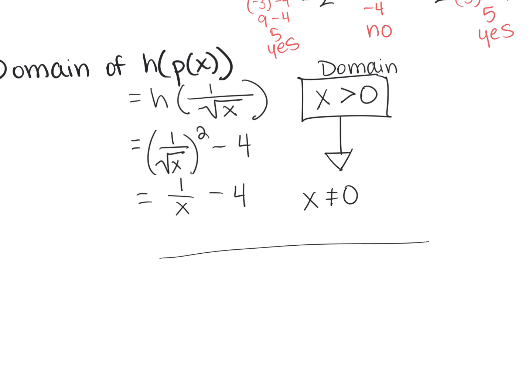So on our number line, we need the number 0. And we're going to go to the right of that. And there would be my domain that goes from 0 to infinity.